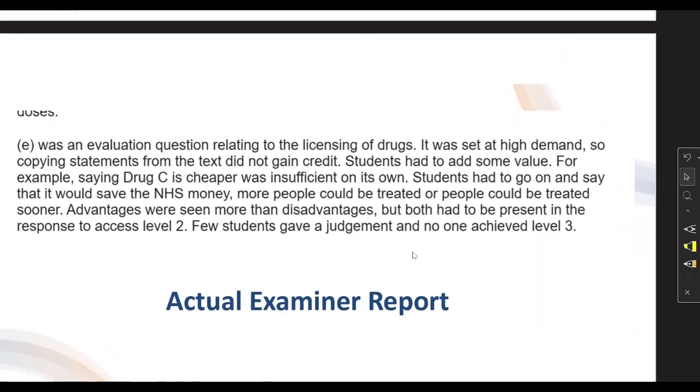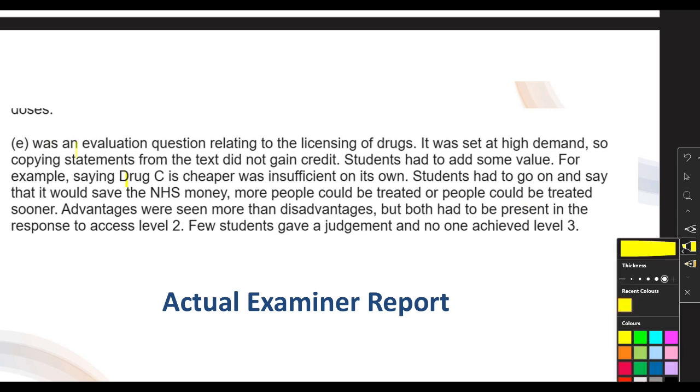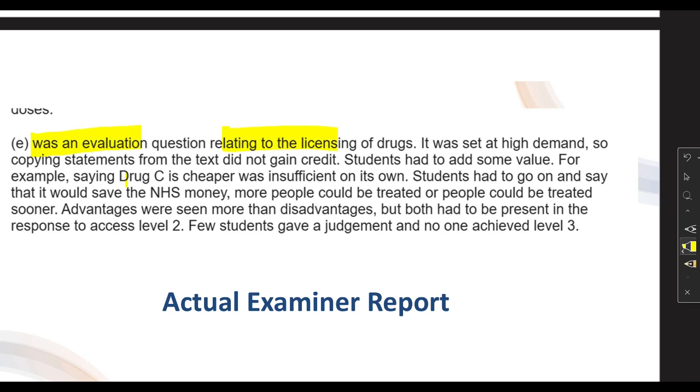Now, look at the examiner report of this question. This is very interesting. I really want you to spend time to read this. This is an important part. This was an evaluate question relating to the licensing of drugs. It was set at a high demand. Copying statements from the text did not gain any credit. Students had to add some value.